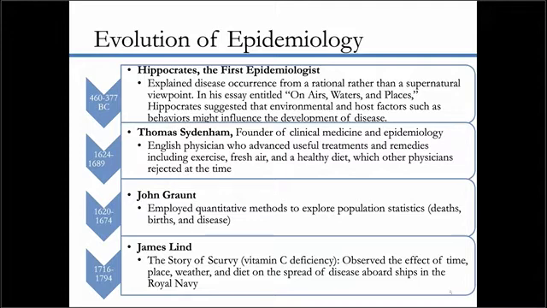We have James Lind, who tells us the story of scurvy, where he did what we would call one of the first clinical trials or research studies to look at how vitamin D deficiency was leading to the spread of disease aboard ships in the Royal Navy. He was able to examine that people who had vitamin C deficiency were more likely to get scurvy, and that when they supplemented vitamin C, the scurvy went away for most people.